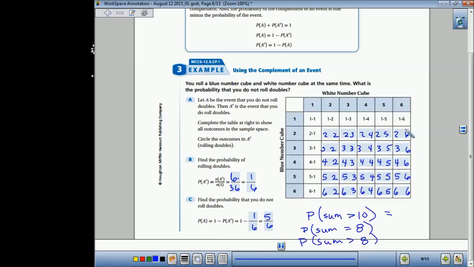You can also use charts like this to find probabilities. What is the probability that we can roll a sum that is greater than 10? Well, there's 1, 2, 3 of those. 3 out of 36, which is 1/12.